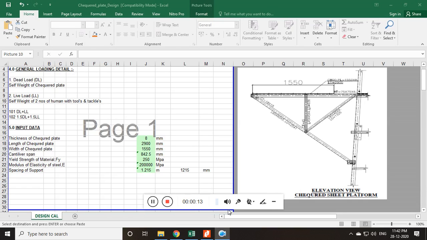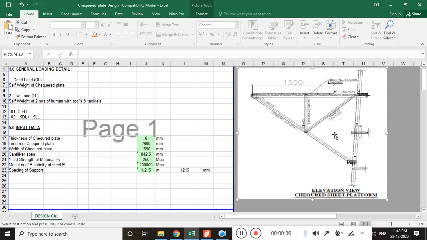The topic of this video is the design of checkered plate. We use checkered plate in the platform. So this is also a sort of platform, in which we are performing the analysis of checkered plate only. So let's start, guys.